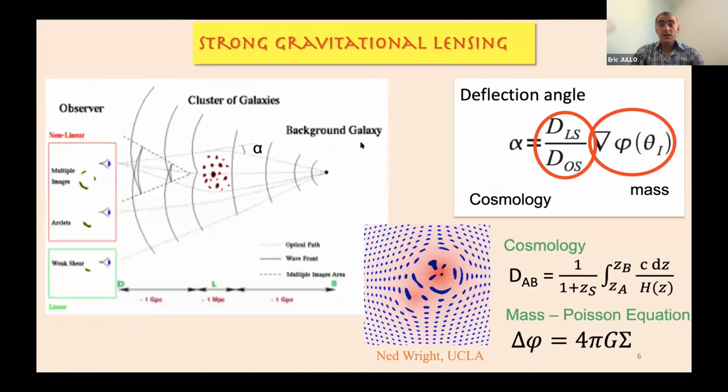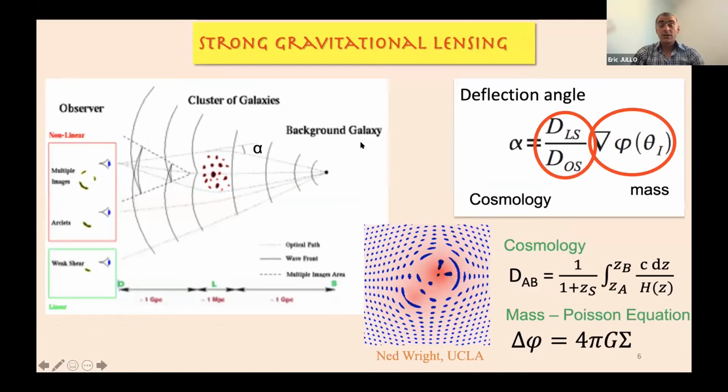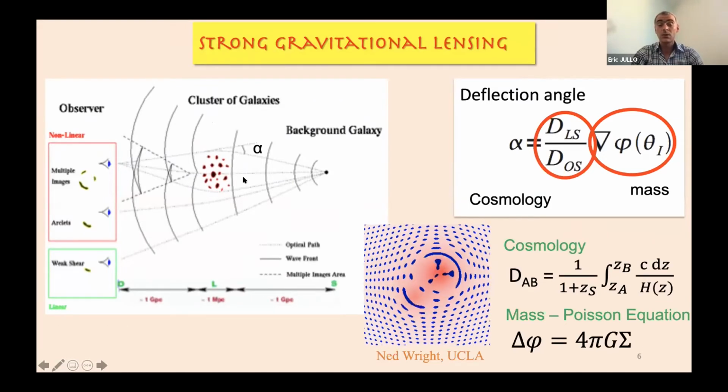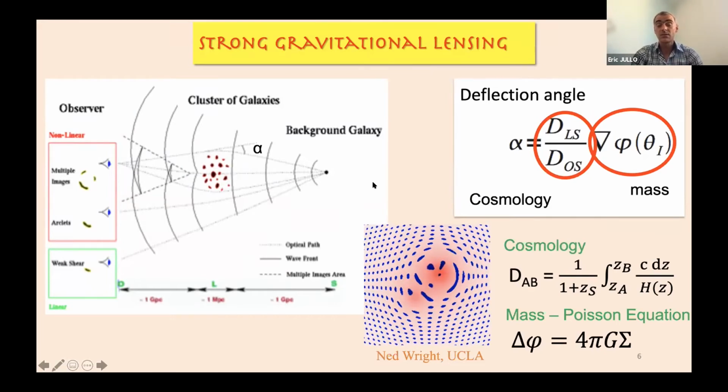Okay, so this was for dark energy. Now let's move on to galaxy cluster and strong lensing. So how does that work? You have this well-known benchmark where you have the background source and you are the observer on the left side, and you see multiple images lensed by this cluster of galaxies.